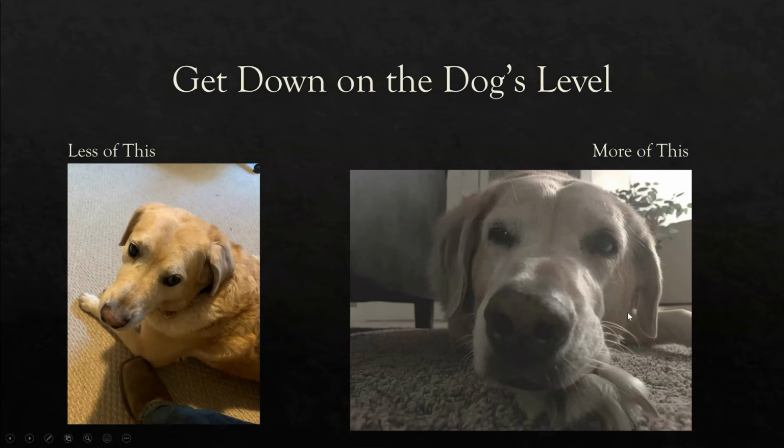She's just lying, chilling on the carpet. And if you notice on the picture on the right, you sort of pick up on the dog's soul almost, right? Or the dog's spirit, the dog's personality. You see it from down low. You don't really feel it when you're shooting down on top of the dog's head. So get down on the dog's level to shoot. Very, very important principle.